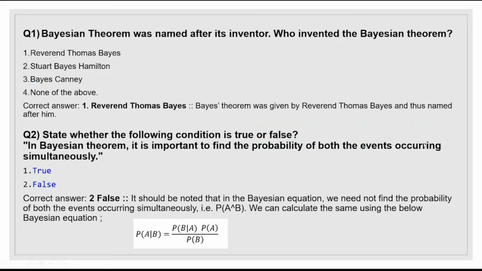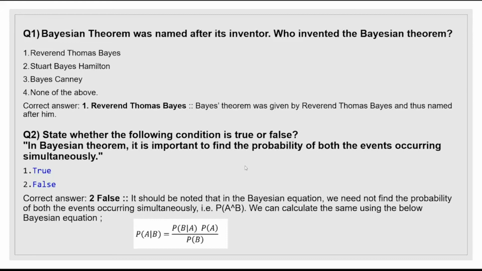Now that was all for the related numericals. Now let's go on to the theory part, that is the questions related to theory. Question number 1 states, the Bayesian theorem was named after its inventor. Who invented the Bayesian theorem? Reverend Thomas Bayes, Stuart Bayes Hamilton, Bayes Canny, or none of the above.